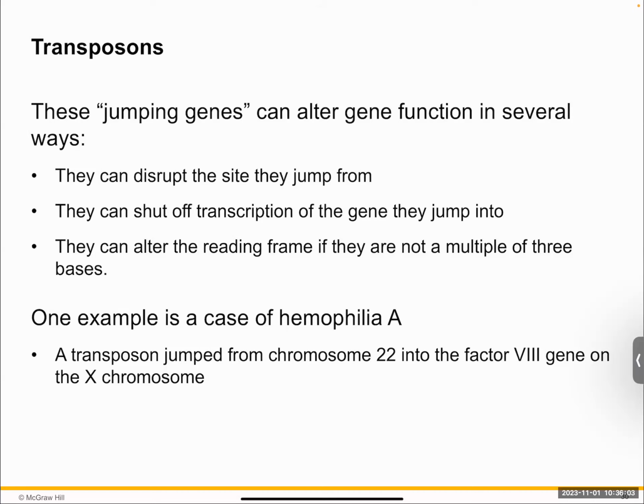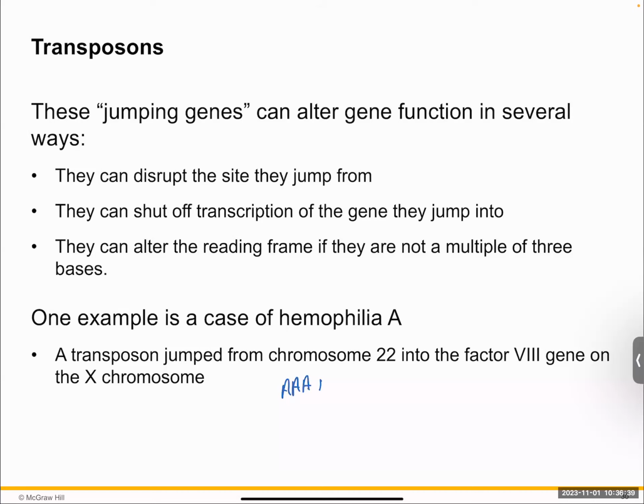non-functional. So an example in this case is hemophilia A, which is basically a medical condition that's associated with lack of blood clots. The transposon has jumped into chromosome 22, which has genes that encode for clotting factor number 8. And when these clotting factors are absent, or the protein is non-functional, you lose the ability to properly stop the bleeding.